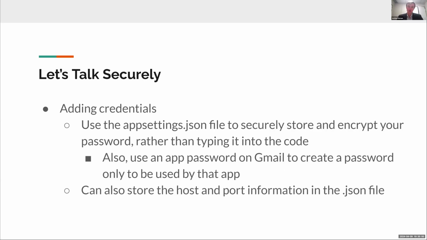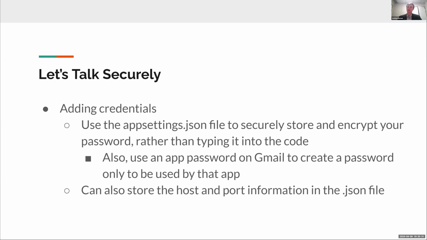Now, let's talk about security. How are we going to add the credentials? Well, we want to use the appsettings.json file to secure our password information and to encrypt that password rather than typing it out in the code. Then the application can go and use that information rather than having it there in the code. So that keeps it protected, and ensures we're not passing it in plain text.